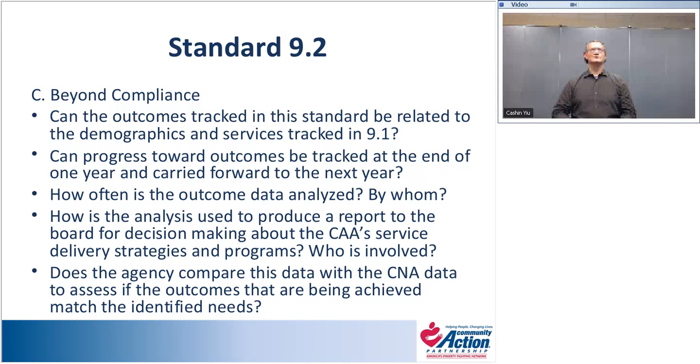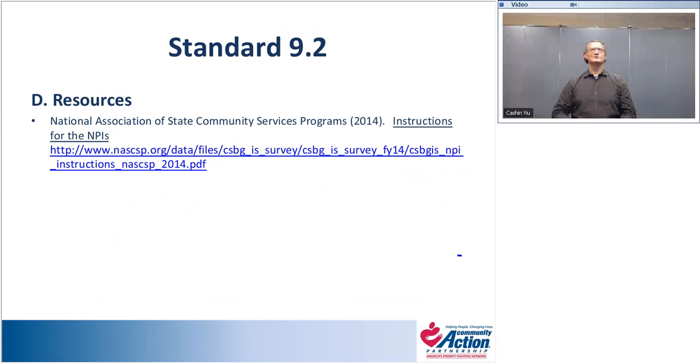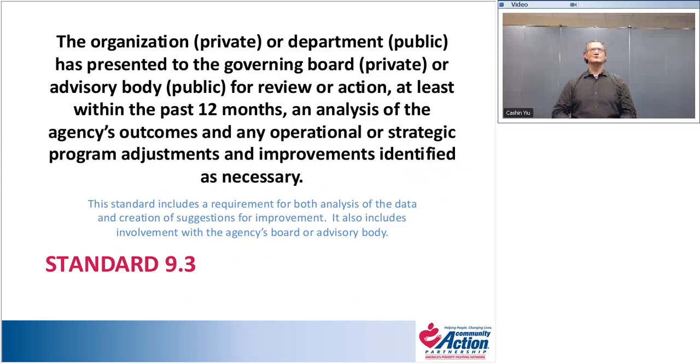And then again, the comparison of the outcome data that's actually achieved with the community needs assessment data, to see if the outcomes that are achieved are actually matching the identified needs. And again, the references here, the resources, are really the NASCAS information on the IS. And we'd be glad to have more information if you had any good ideas on that.